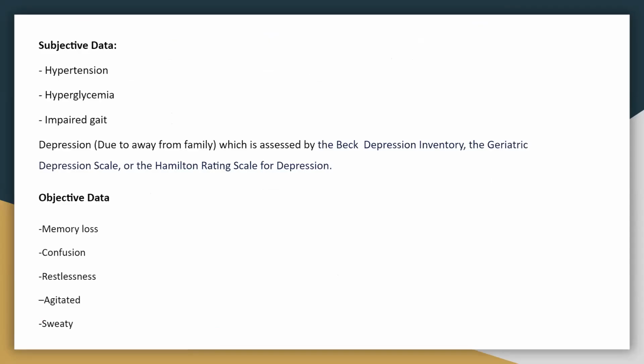Subjective data: hypertension, hypoglycemia, impaired gait, depression due to being away from family, which is assessed by the Beck Depression Inventory, the Geriatric Depression Scale, or the Hamilton Rating Scale for Depression. Objective data: memory loss, confusion, restlessness, agitation, sweating.